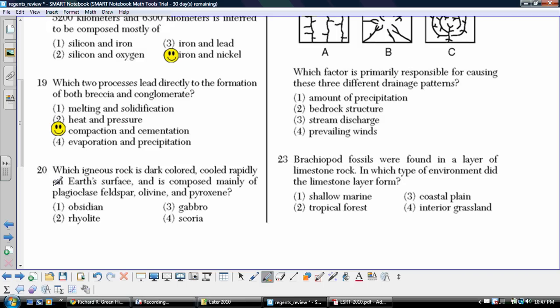Okay. Number 20, we've got igneous rock that is dark colored, cooled rapidly on Earth's surface, and is composed mainly of plagioclase feldspar, olivine, and pyroxene. So we want igneous rock that is dark, so we're thinking mafic. Cooled rapidly on Earth's surface tells us it's extrusive, and it's mainly got plagioclase feldspar, olivine, and pyroxene.